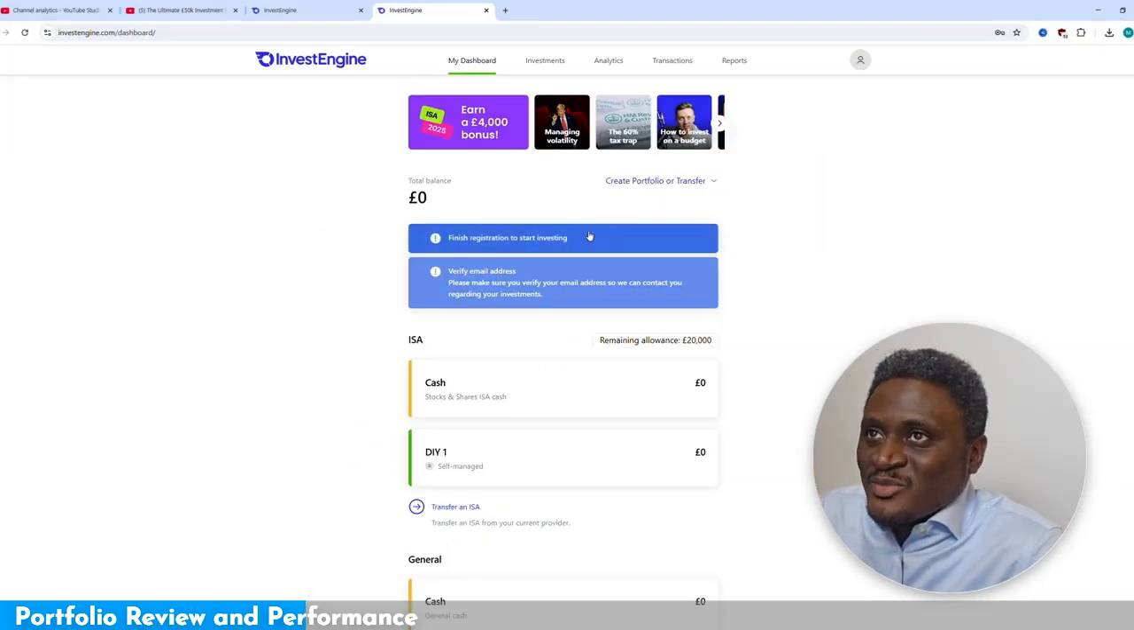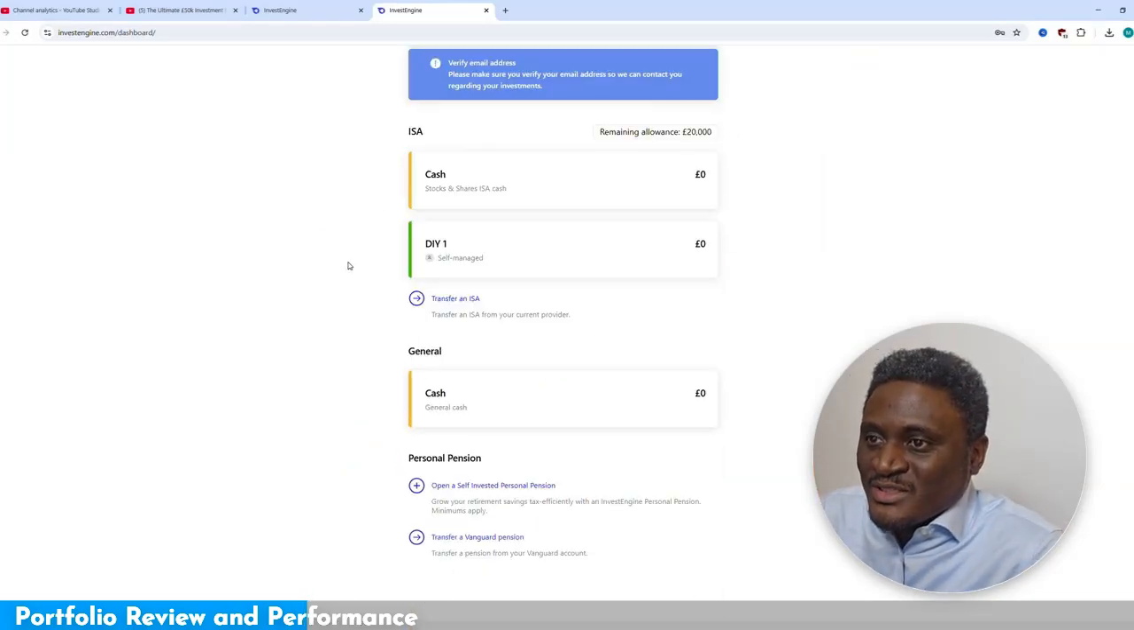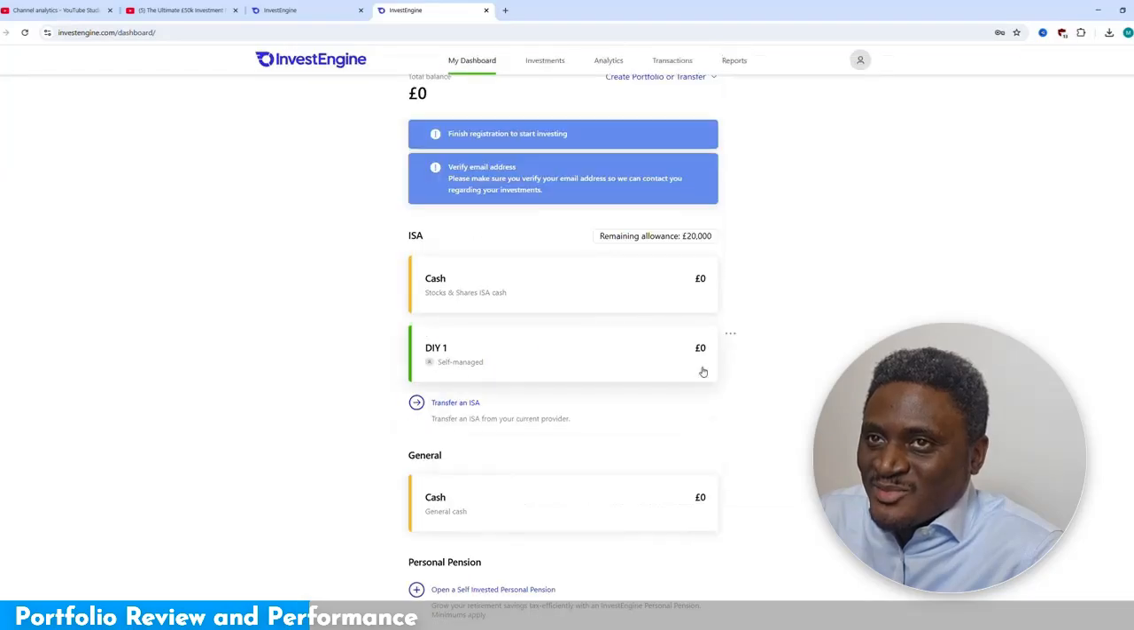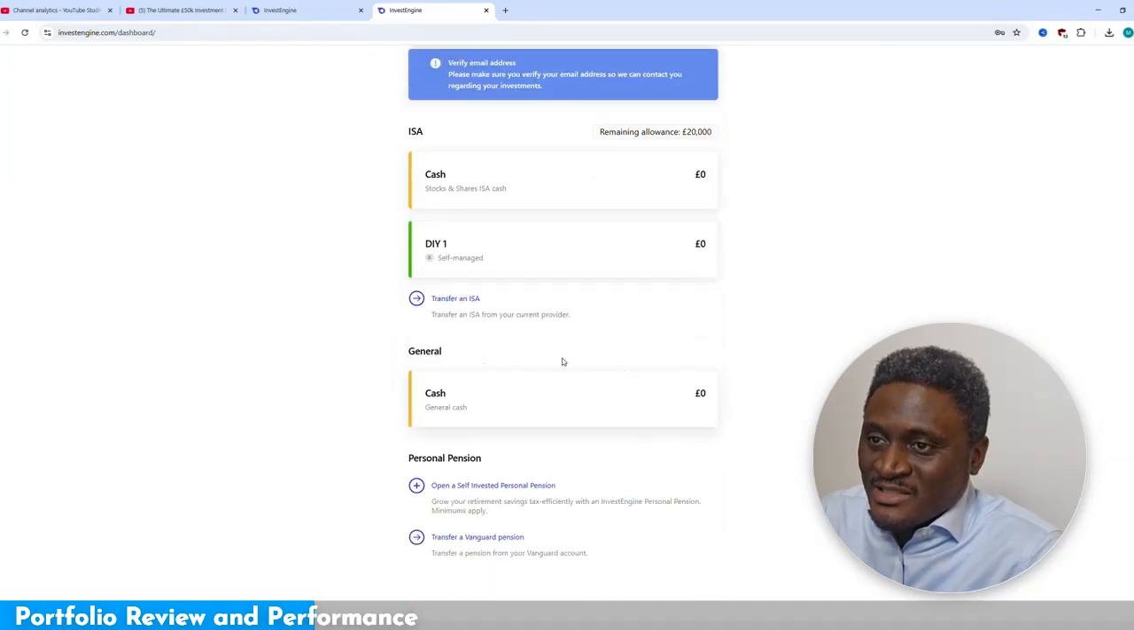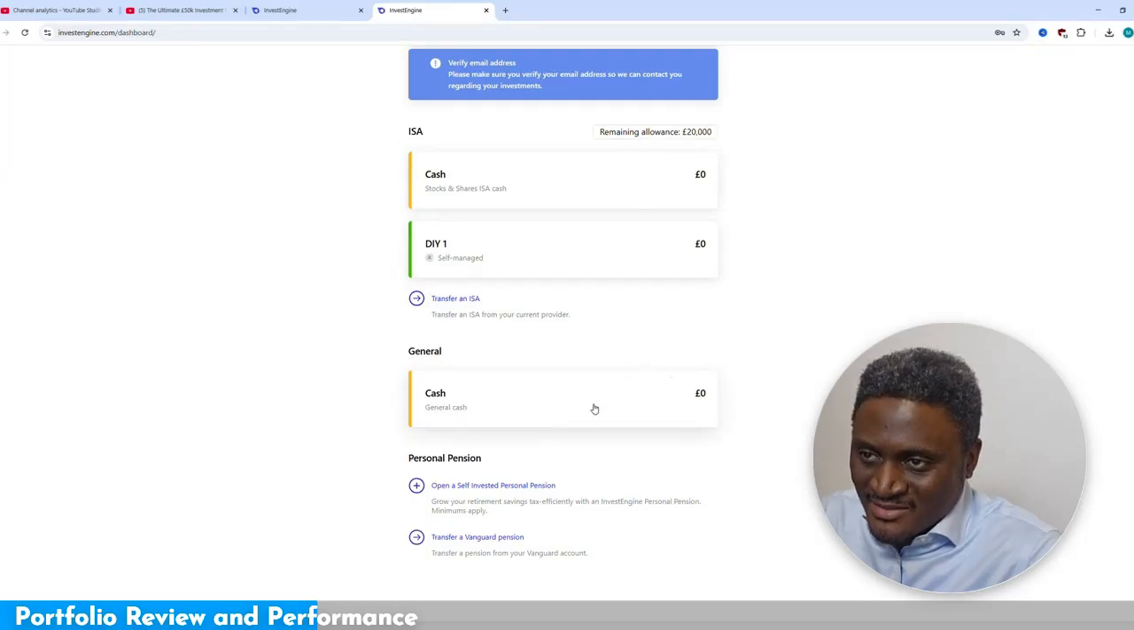When you go to my dashboard, it basically just shows you where you have money. I know I've already opened this DIY, but there's no money in there. So I have an allowance of 20,000. As you put money in there, it will tell you how much of your allowance is left. If you wanted to open a general one, let's say you've exhausted your 20k and you want to open a general investment account, you can open it here.